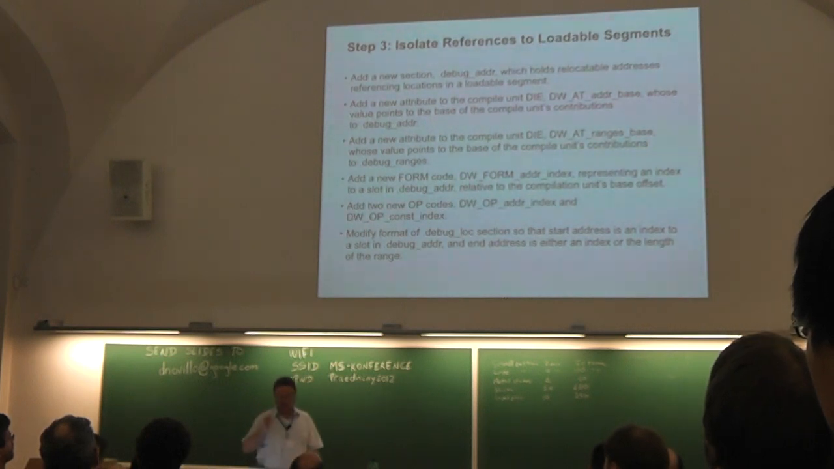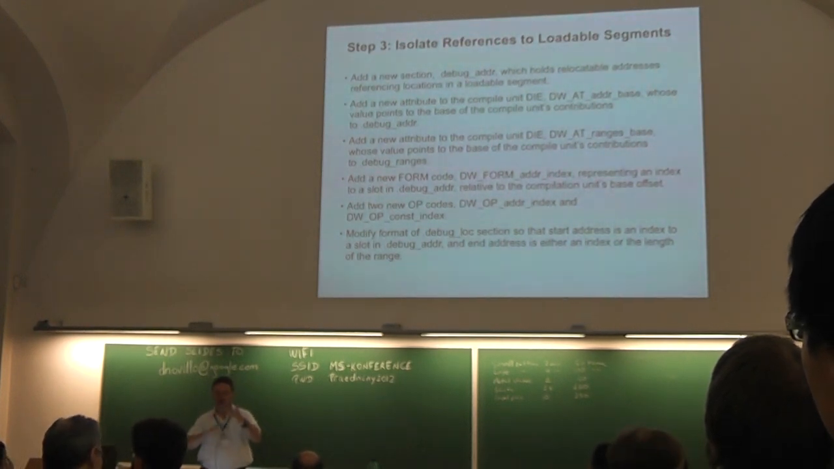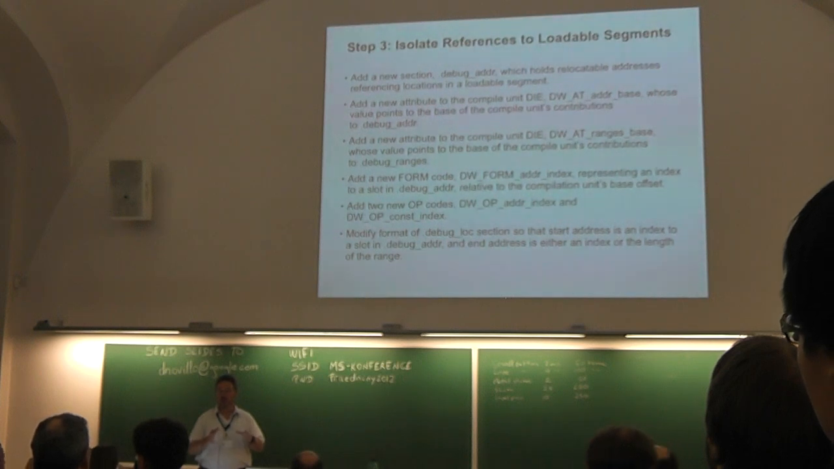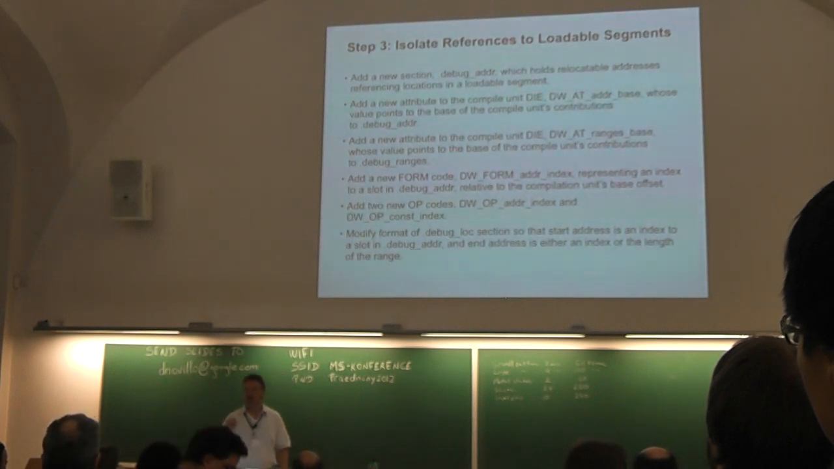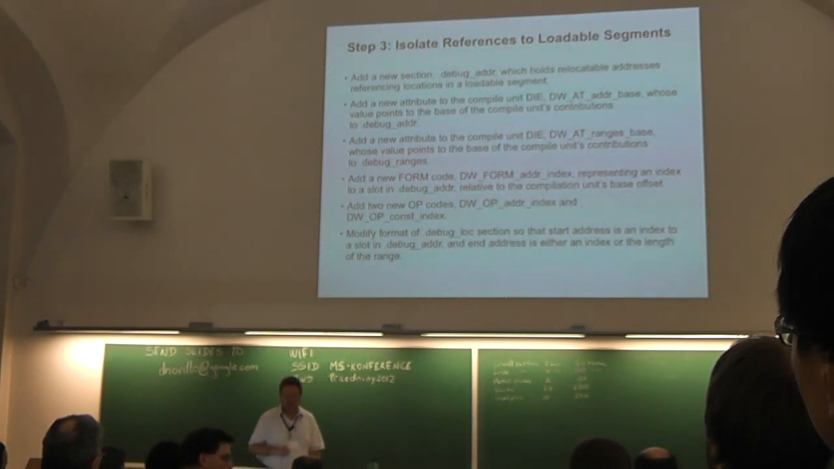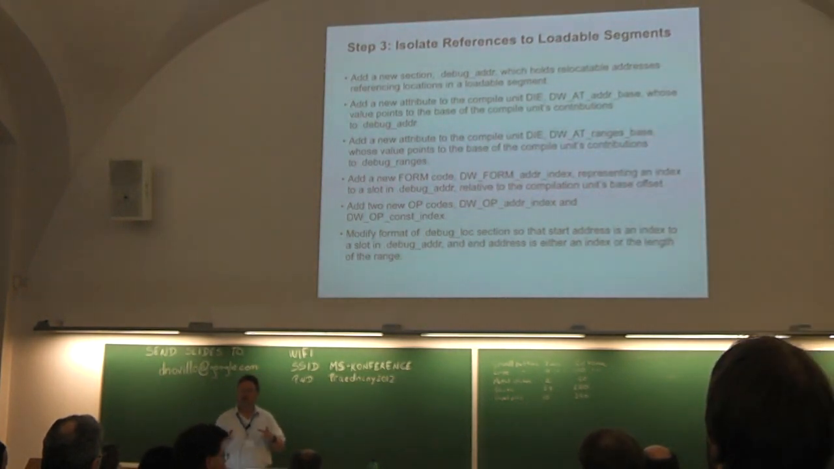The next step is to isolate the references to loadable segments. So I've taken care of the references to string tables. That's basically debug to debug references. And that was one source of relocations. The rest of our relocations are basically references to loadable segments, with the exception of a very few other inter-debug references. But all the references to loadable segments basically means that we need to have relocations in the debug info.